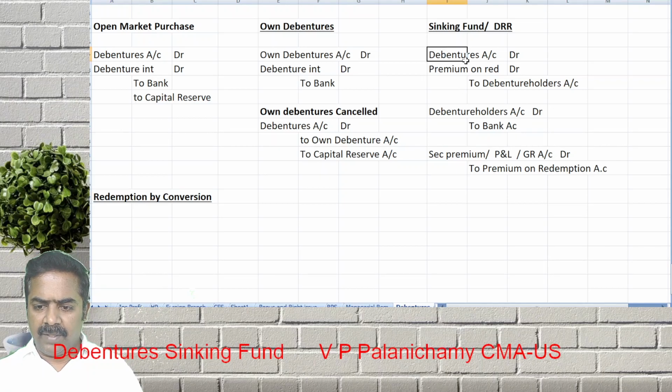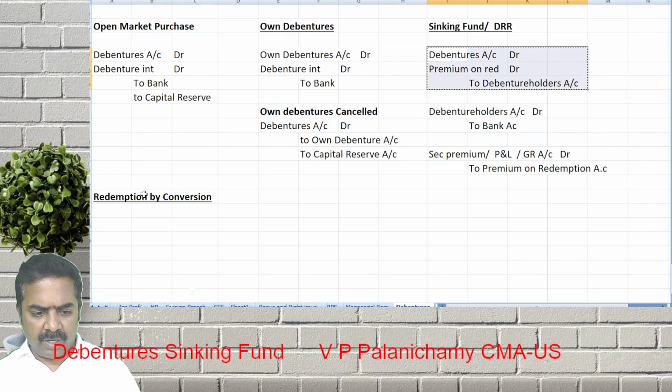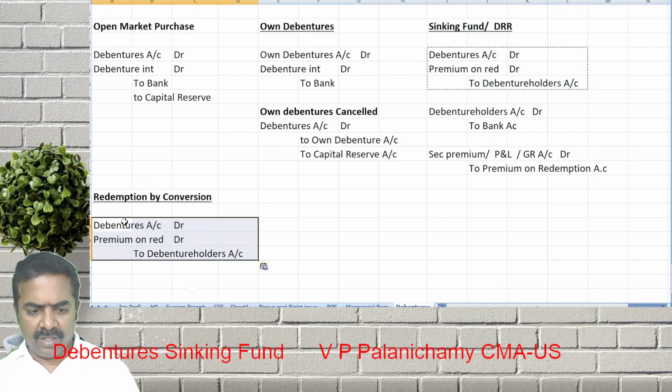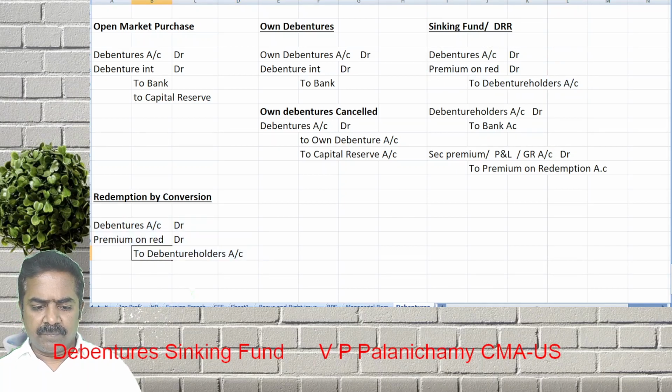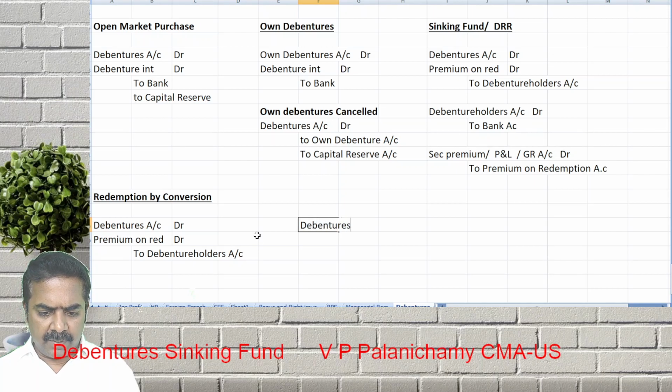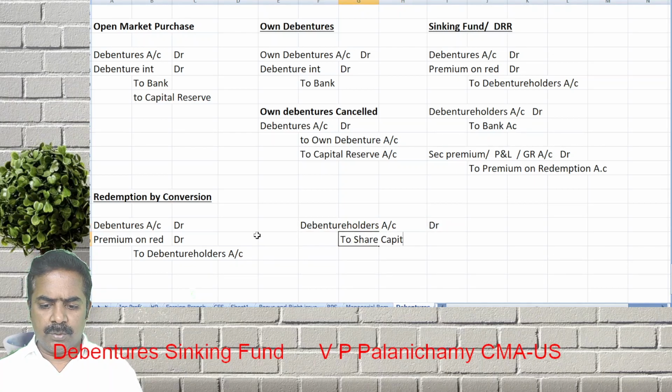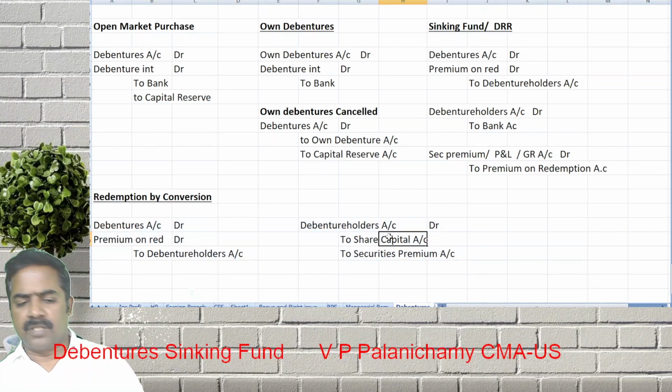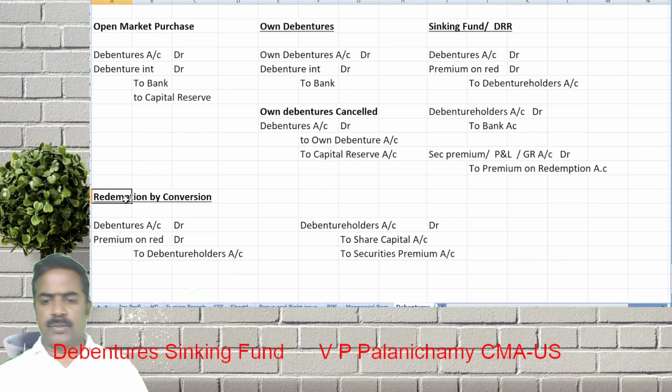Simple, this entry will be debentures account debit, premium on redemption account debit, to which account? Debenture holders. Okay, we can pass the entry. Then debenture holders account debit, what will we give? To share capital account, to which account? Securities premium account. So redemption can be done through which one? Conversion also. Redemption shall be done through conversion also.